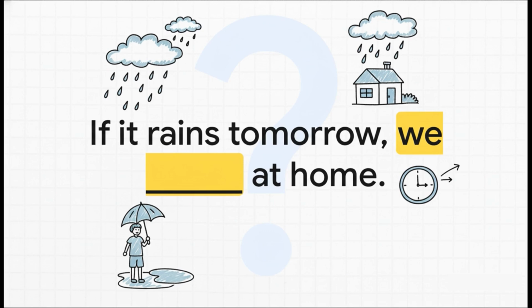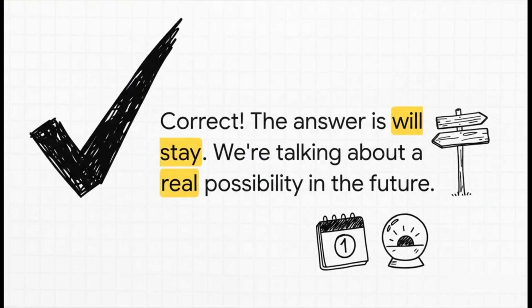All right, next up, question 2. If it rains tomorrow, we blank at home. Think about the timeline we're dealing with here. And the answer is will stay. We're talking about a real possible situation in the future, right? That is the perfect job for the first conditional.